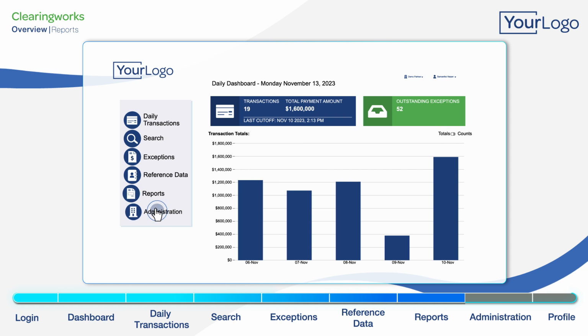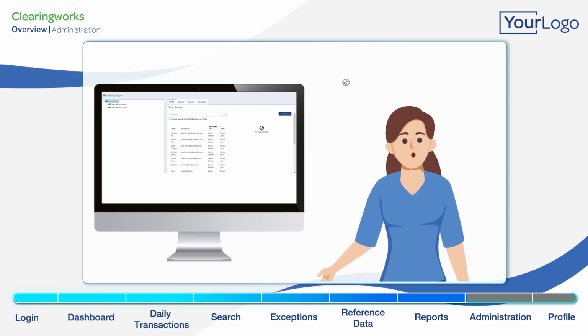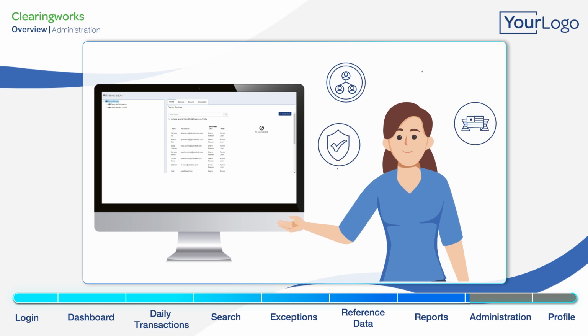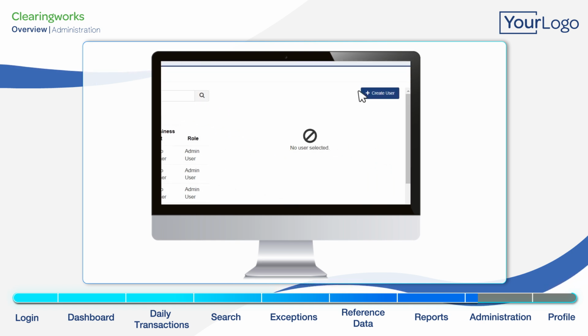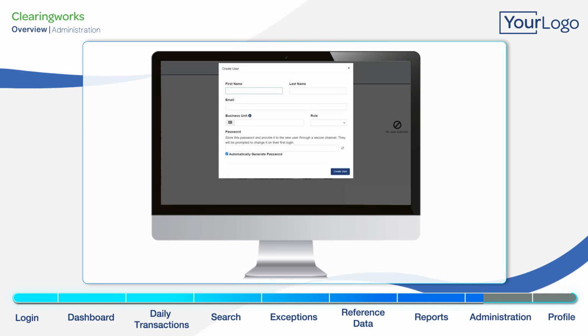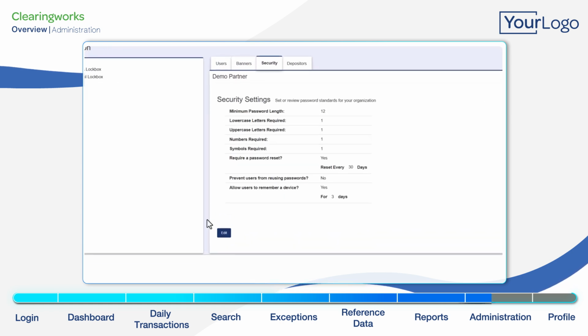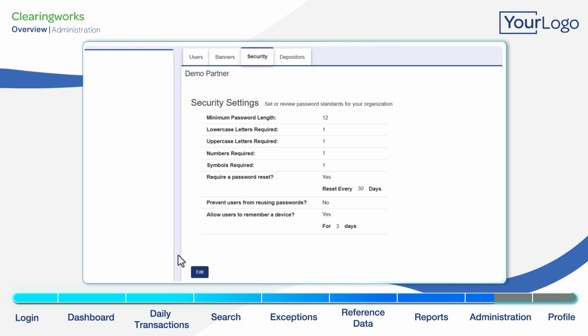Clicking the administration link takes you to a page where you will see 4 tabs: Users, Banners, Security, Depositors. Under the Users tab, you can add users to the system. To create a user, click on the button Create User on the top right. Fill in the fields, assigning a business unit and a role. The system then generates a password compliant with the password standards mentioned under the Security tab, and the administrator provides it to the user through an out-of-band method.